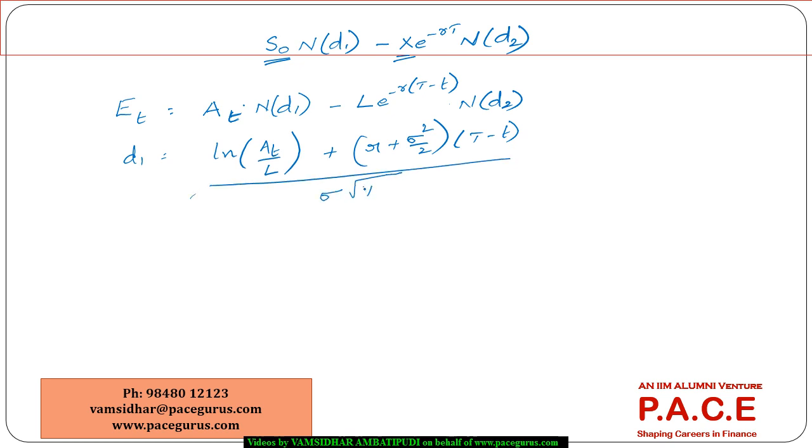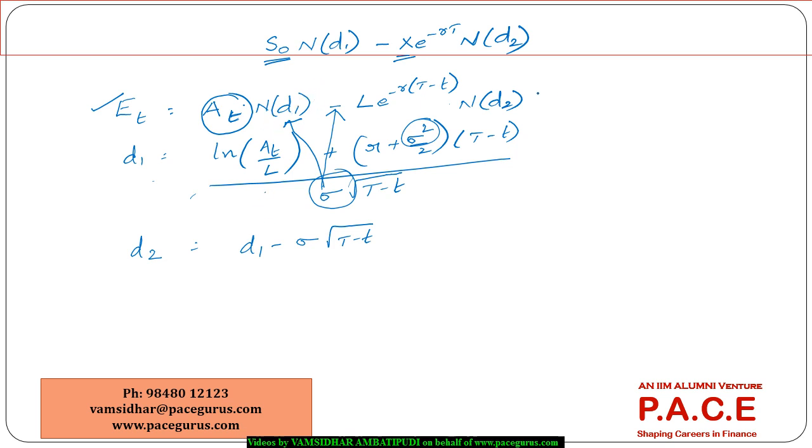If I directly model the same in a spreadsheet, I can get my d1, and d2 is d1 minus sigma square root of (T minus t). So I get these numbers. Based on this, the value of the equity is linked with the value of the asset. Even this sigma comes in, because sigma is in the computation of d1 and also in the computation of d2. So these two enter into the equation of E_T.